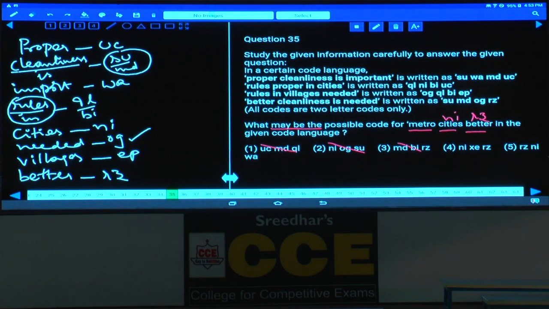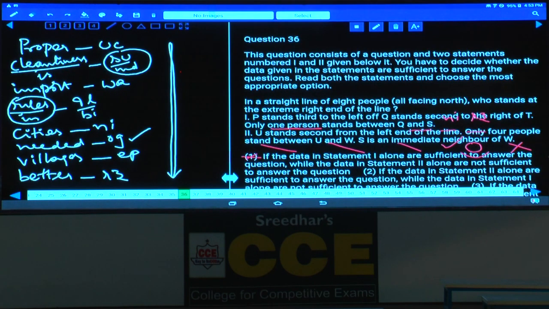Then what could be the code for metro? Metro is nowhere given in the words, and the code to this metro should be any code other than the given codes. Among these, NIRZ, can choice 4 XE be the code for metro? Yes, because XE is nowhere given in the codes, and XE could be the code for the word metro. Then if you check choice 5, RZ, NI is there. WA cannot be the code for the word metro because WA is the code to the word important. Hence what is your answer here? Only choice 4. Now this is about question numbers 31 to 35.